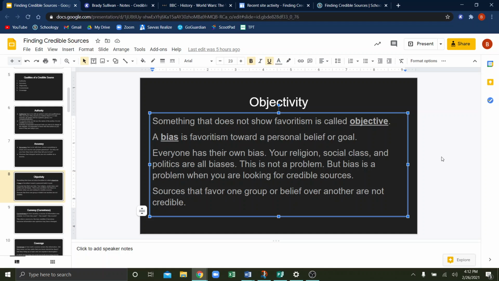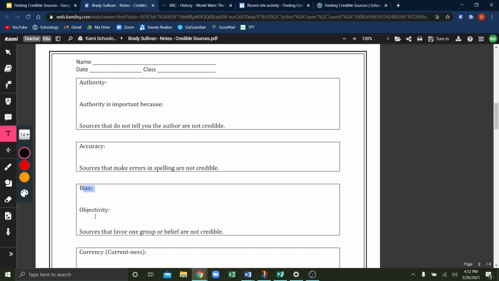Everyone has their own biases. Your religion, your social class, your politics are all your biases. That's not a problem. Everyone shows favoritism. But biases are a problem if you're looking for credible sources. If a source favors one group or belief over another, it is not credible. It does not have a good reputation, and it is not helpful. Okay, so let's make sure we've got everything for that. A bias is a favoritism towards something. Objectivity is showing no favoritism.